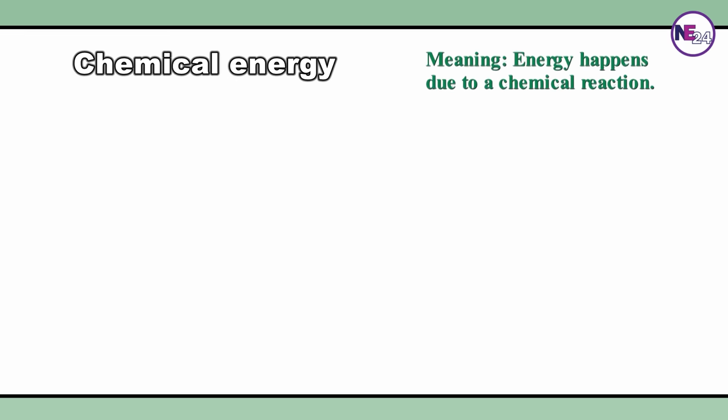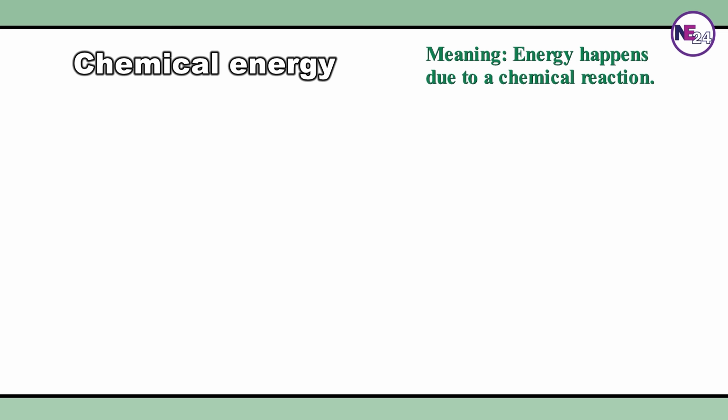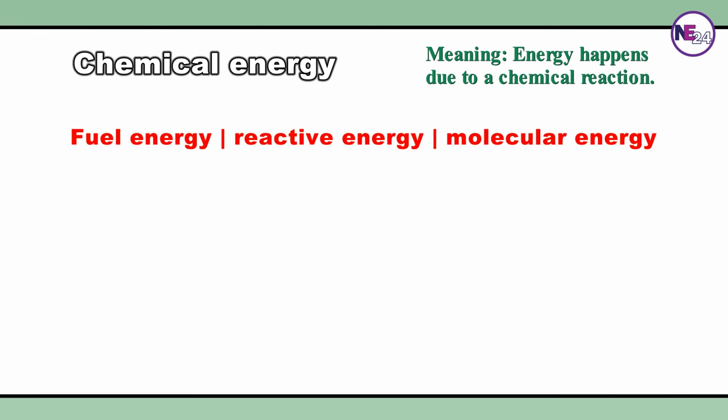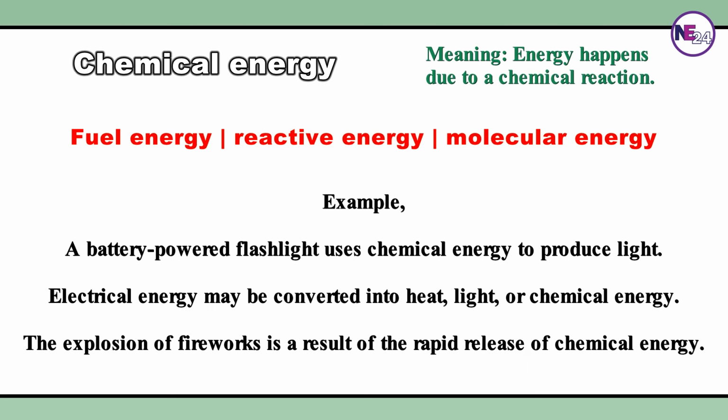Chemical energy. Energy happens due to a chemical reaction. Fuel energy. Reactive energy. Molecular energy. A battery-powered flashlight uses chemical energy to produce light. Electrical energy may be converted into heat, light, or chemical energy. The explosion of fireworks is a result of the rapid release of chemical energy.